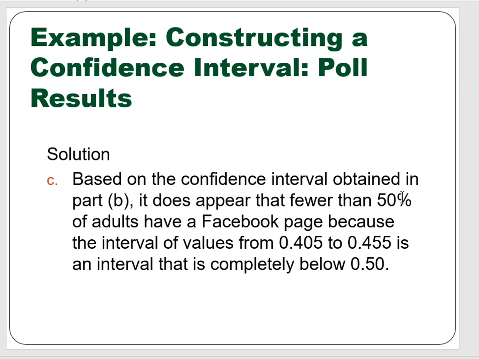Based on the confidence interval obtained, does it appear that fewer than 50% of adults have Facebook pages? Well, the interval values were from 0.45 to 0.45. This was obviously taken at a much earlier date. And the interval is definitely below 50%. So would it appear that they're less than 50%? Yeah, you probably would make that conclusion.